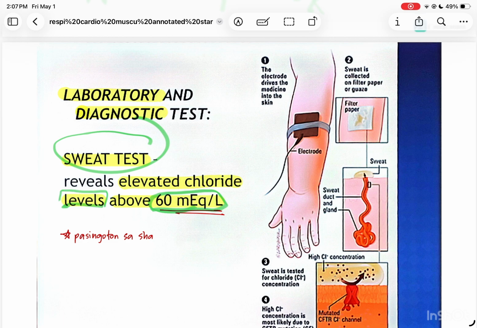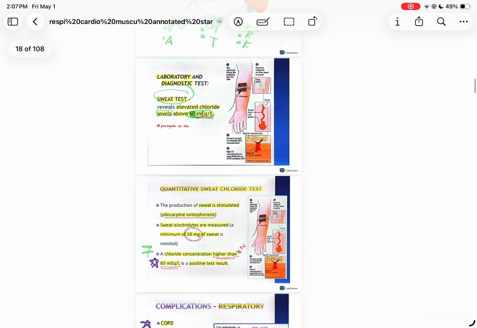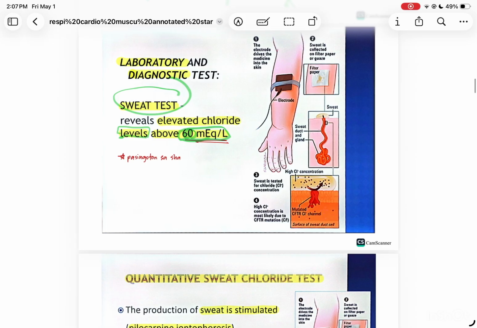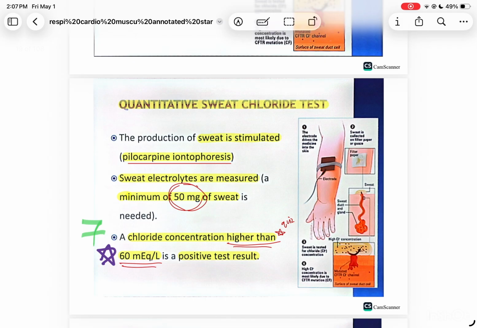Laboratory and diagnostic test, we have the sweat test. Unsan pag-perform sa sweat test? Unsa yang ma-reveal? So, iyang ma-reveal nga elevated chloride levels above 60 MEQL. Elevated dayon ang sweat niya, makita na to nga elevated above 60 MEQL. Then nana dayon siya, what we call na cystic fibrosis.